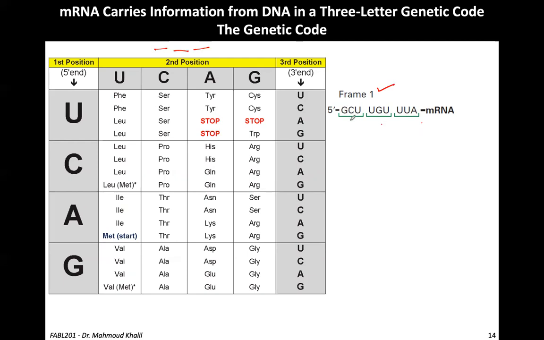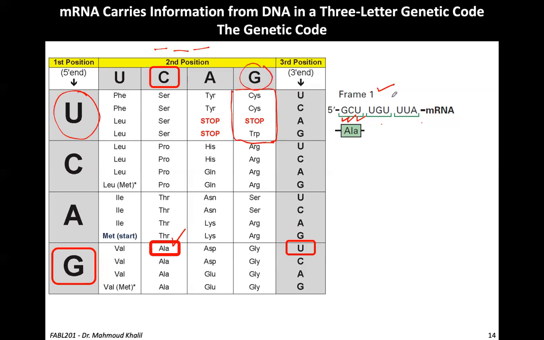If you wanted to translate this sequence based on the table, it starts with G, then C, then U: G is the first position, C the second, and U the third. So you will have the amino acid alanine. If you do the same with UGU, you go U, G, so you are working now in this box, and then the last one is U. So the amino acid is cysteine, as you can see.